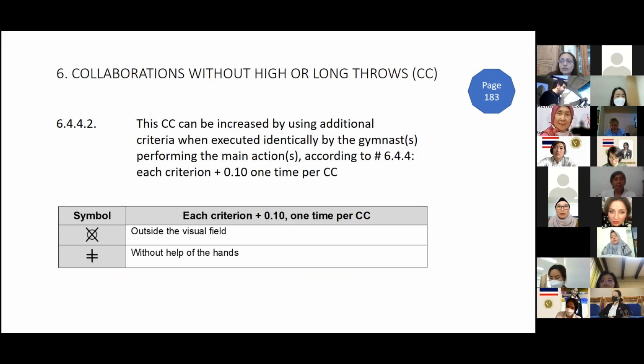But before we see the examples, we can also increase the CC by each criterion 1 time per CC. Outside the visual, 1 time, and without hands, one time. So the maximum value for a CC to reach is a 0.5. It can be 0.3, the base value, 0.4 if I have one of the criteria. It can be 0.5 if I have both criteria, outside visual or without hands.